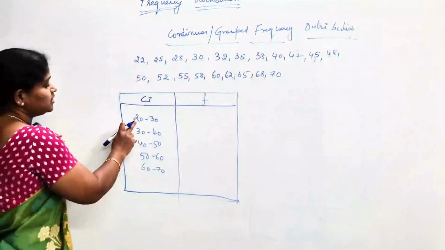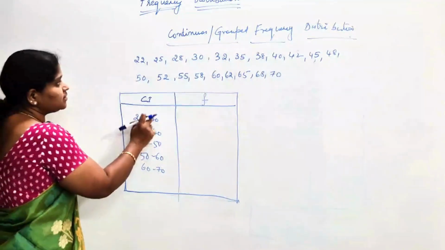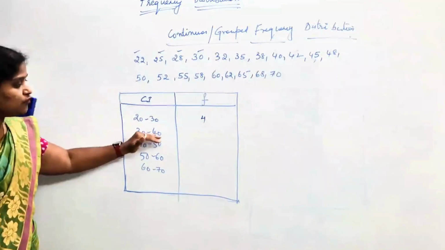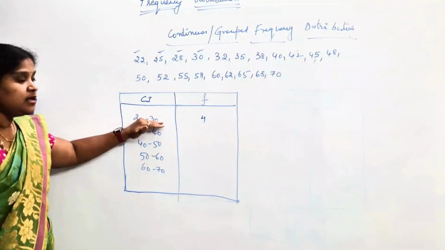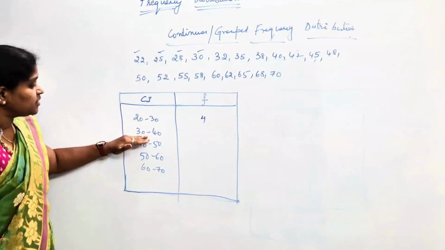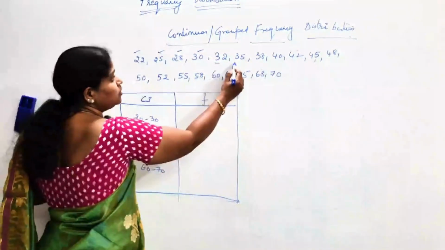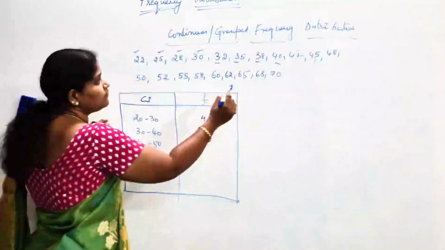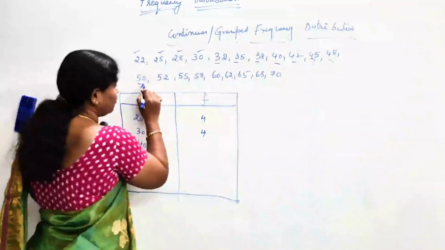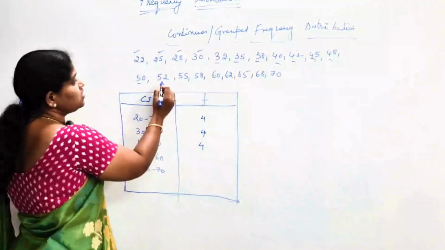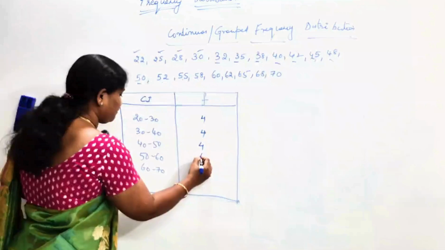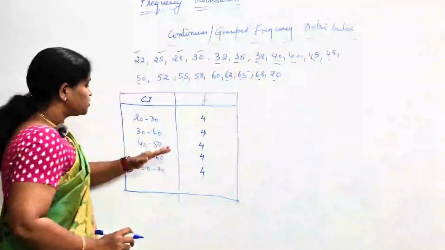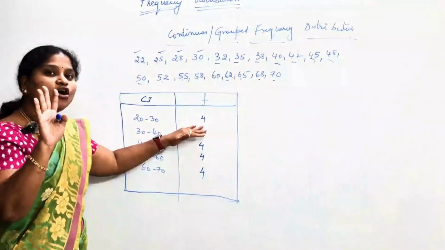Now observe the data here. The number of values that fall between 20 and 30 are 1, 2, 3, 4. From 30 to 40, since 30 is already included in the previous interval, I go from 31 to 40 here. So from 30 to 40, we have 1, 2, 3, 4. Now 40 to 50, I have 1, 2, 3, 4. 50 to 60, 1, 2, 3, 4. 60 to 70, I have 1, 2, 3, 4. So in each interval, I have 4 values.